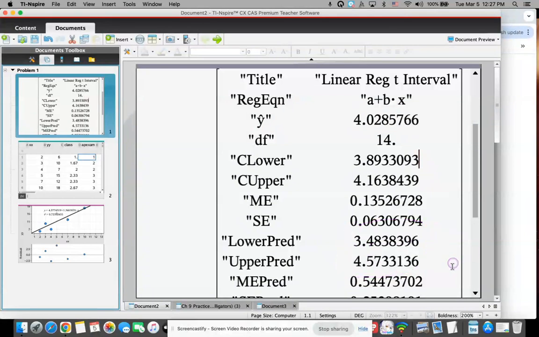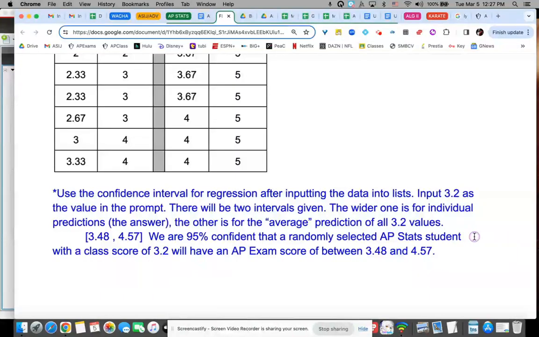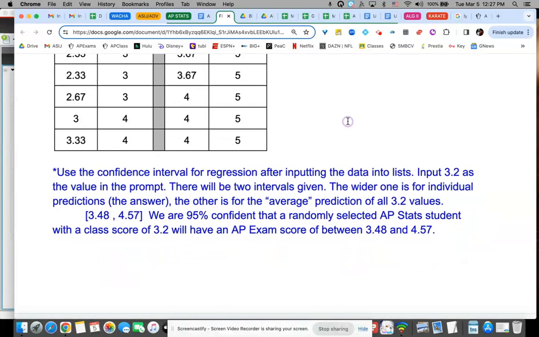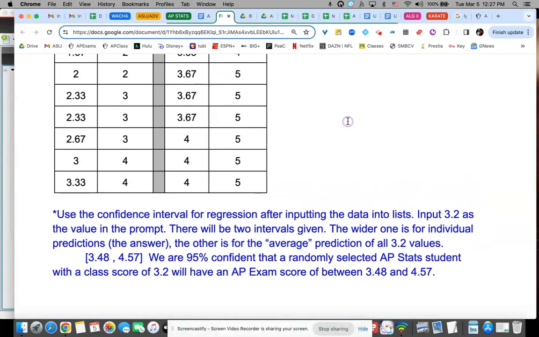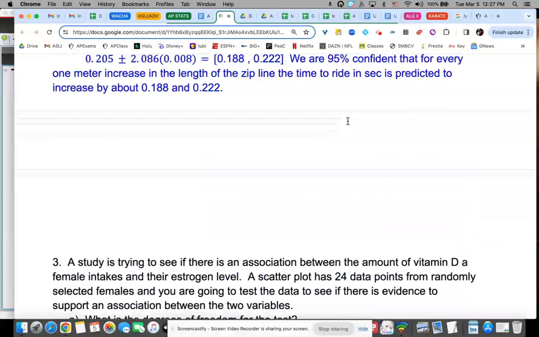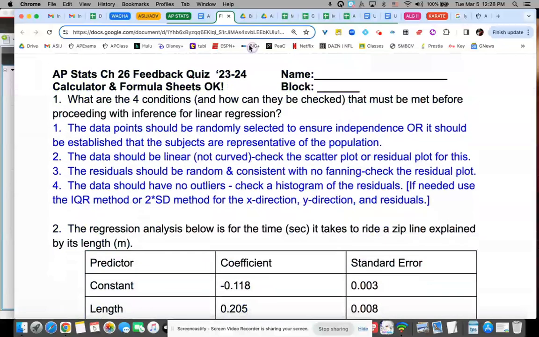So about a 4. It's possible they get a 3. It's possible they get a 5. But most likely they'll get a 4. Right? So that says that right here at the bottom, right? So that's it. That's the introductory lesson and feedback quiz to chapter 26, Inference for Slope.